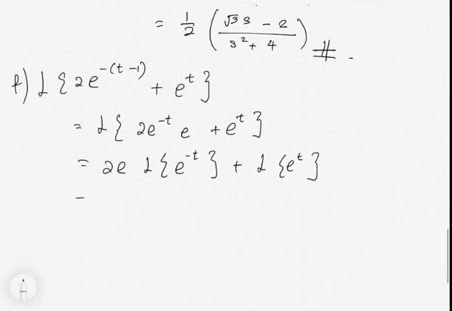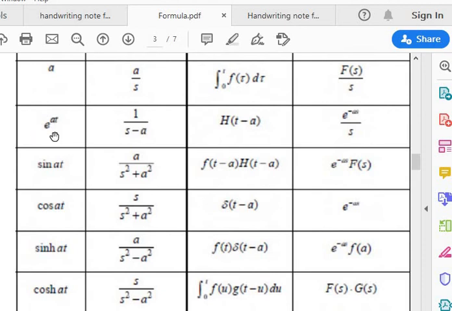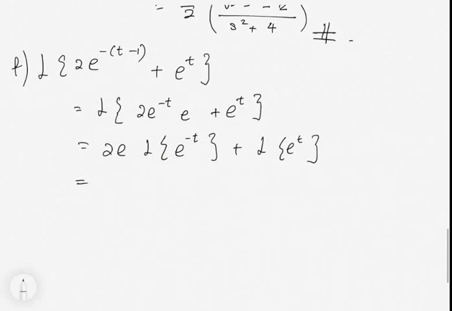So for the exponent t, I have the formula here. Exponent at you will get 1 over s minus a. So if you have exponent minus at, it's 1 over s plus a. Okay. So again, I have the 2. This part is 1 over s plus a. A is 1. For the exponent t, I get 1 over s minus 1.